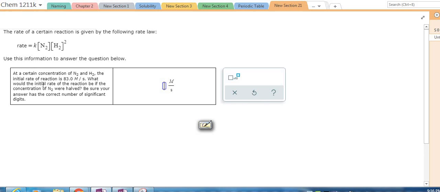So we have a rate law here. The rate is going to be proportional to this constant here. Nitrogen is going to be raised to that first order, and hydrogen is going to be raised to that second order right there. It gives us an initial rate here, and it says what would the initial rate of the reaction be if the concentration of N2 were halved.